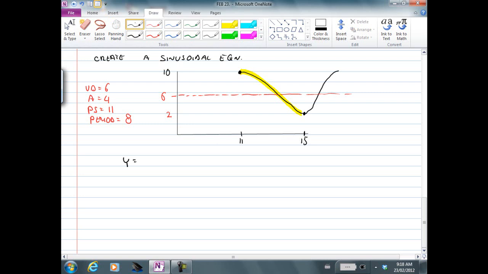Y equals 4 cos pi over 4 (x minus 11) plus 6. Sorry, I was looking at the wrong number. You can easily do sine, but I won't have time to do it. I'm going to ask you part B instead.